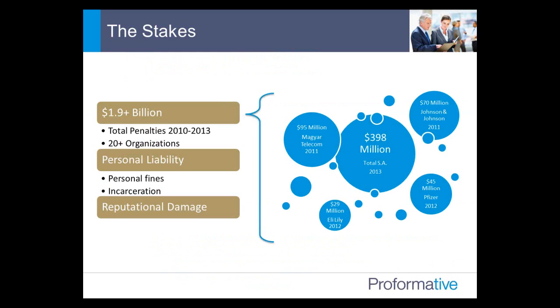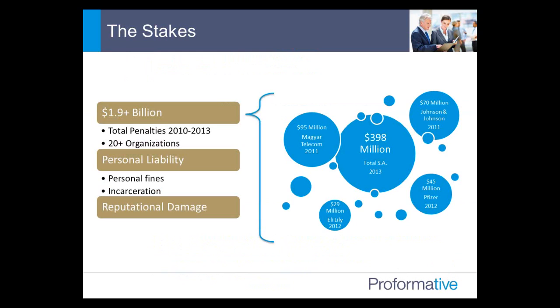And then the other stake, which sometimes you don't see as a direct financial impact, but it definitely can have one, is the damage to your organization's reputation. We can all probably think back over the last few months, every time we've heard about the FCPA in the news, and any company it's tied to, and the instant reaction you have when you hear that an organization or company has violated the FCPA.